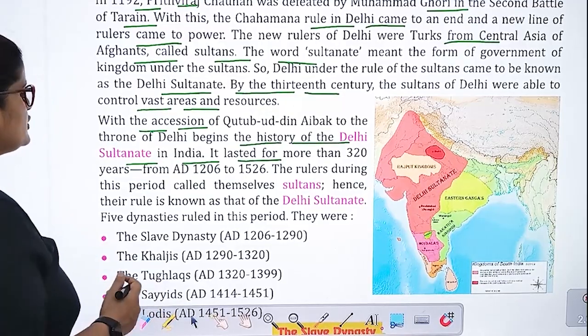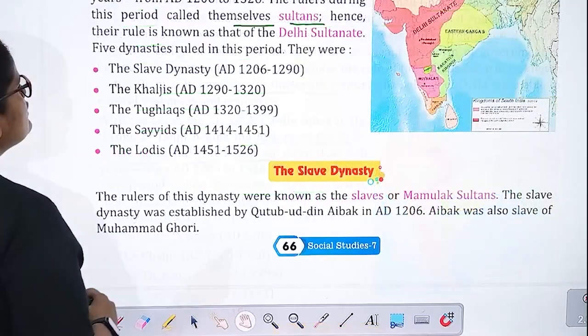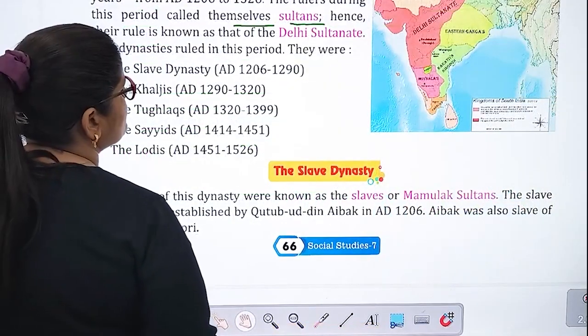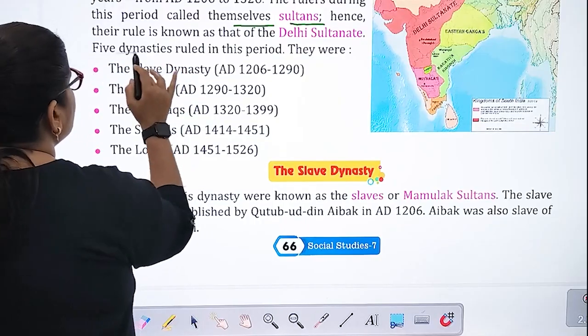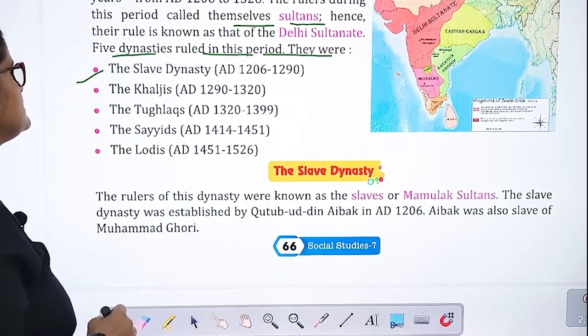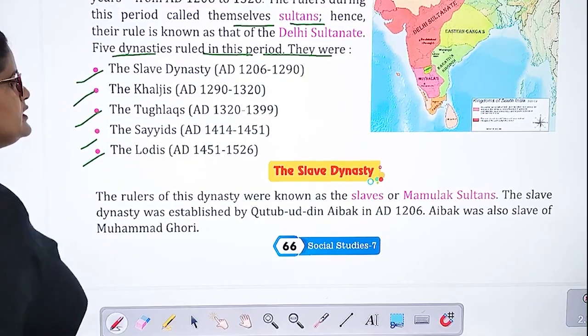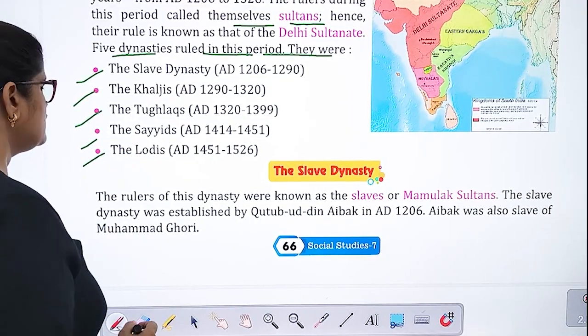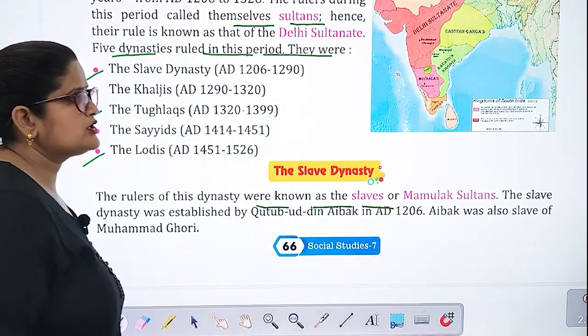The rulers during this period called themselves sultans. Hence, their rule is known as that of the Delhi Sultanate. Five dynasties ruled in this period. They were the Slave dynasty, the Khalji, the Tughlaq, the Sayyids and the Lodis. The rulers of the Slave dynasty were known as the slaves or Mamluk sultans.